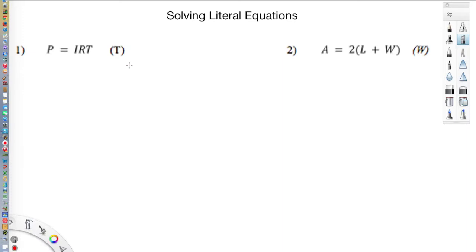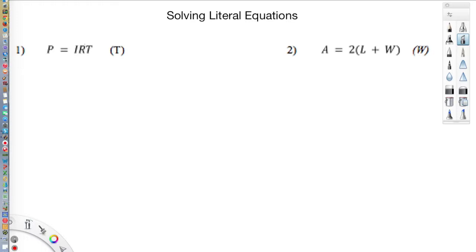Let's take a look at numbers 1 and 2 from our homework tonight. We are solving literal equations, and we look at the first one. We have P is equal to IRT, and we want to solve for T. Right away, you might be saying, how can I solve for T when I don't have any numbers? I don't know what P is, I don't know what I is, and I don't know what R is. By the way, this is principal is equal to the initial amount times rate times time. This is an economics formula that we use.